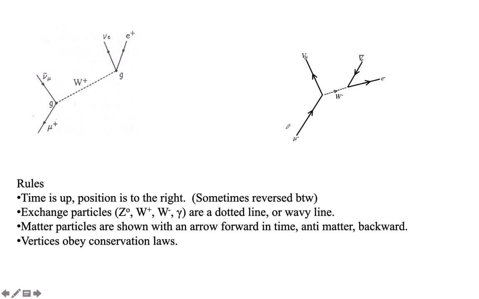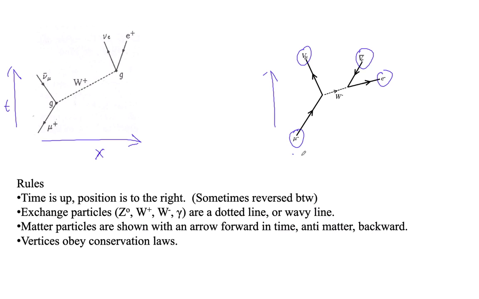This is a mu minus, a regular muon decay. Muons will decay into a muon neutrino, and then it's possible for them to turn into an electron and an anti-electron neutrino. Again, time is this way and position, x, is this way, for both of these. By the way, those axes can be reversed. Sometimes position goes this way and time goes that way. It doesn't really matter. You'll figure it out quickly if they're reversing the axes.